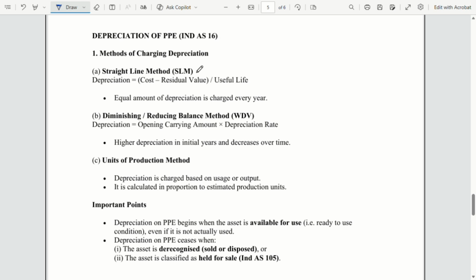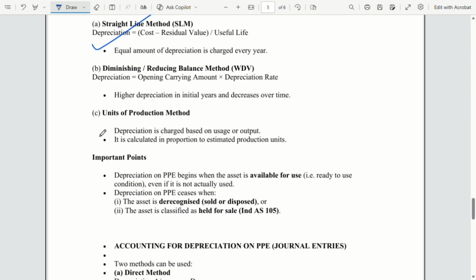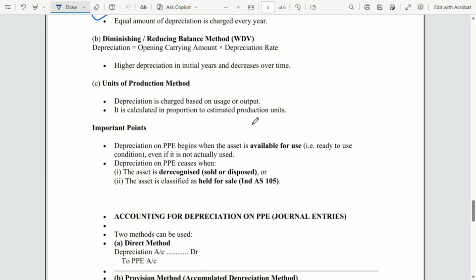So method of depreciation, straight line method. What we do in straight line method, cost minus residual value divided by useful life. Okay, so this is how we calculate depreciation in straight line method. Then WDV method, where we charge depreciation rate on the opening carrying value. Then there is units of production method, where we charge depreciation based on the units produced and estimated units.